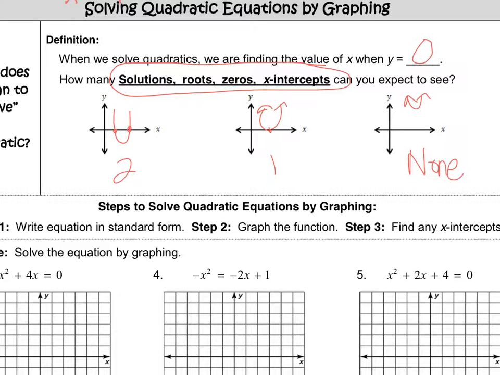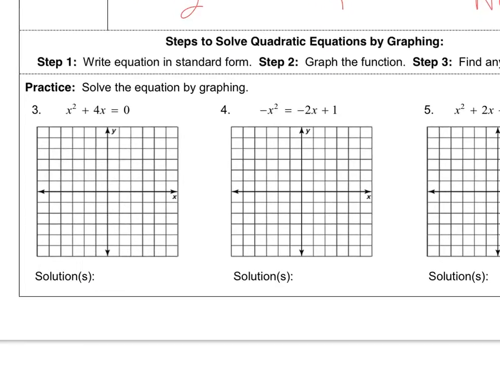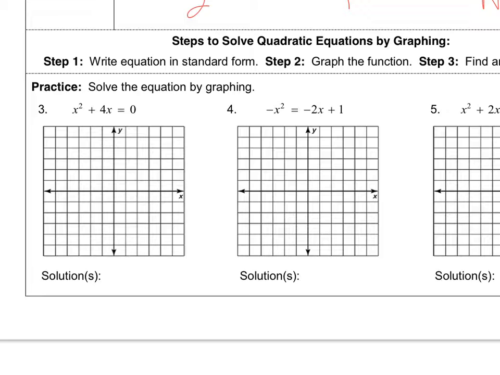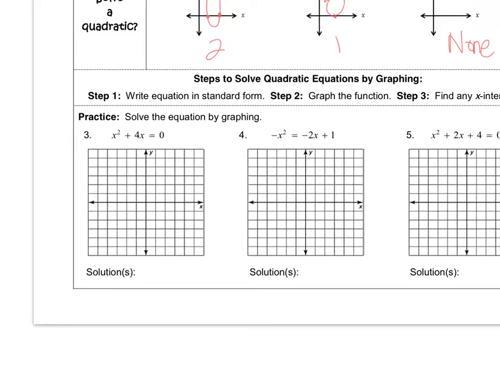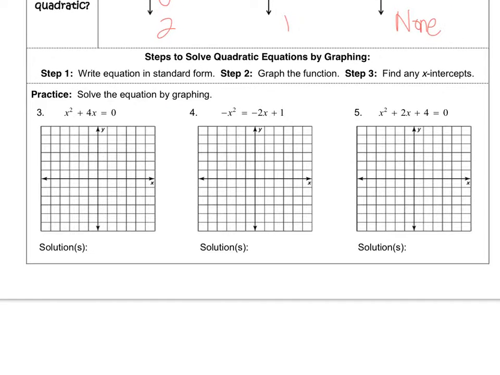Then we're going to go ahead and practice solving quadratic equations by graphing. You're going to follow these 3 steps. Let me make it smaller so we can see it. You're going to make sure that the equation is in standard form. If it's not, you're going to solve it and get it into standard form equal to 0. You'll probably have to make a table or put it in your calculator to graph the function, and then you will find, if there are any, the x-intercepts, which are your solutions.